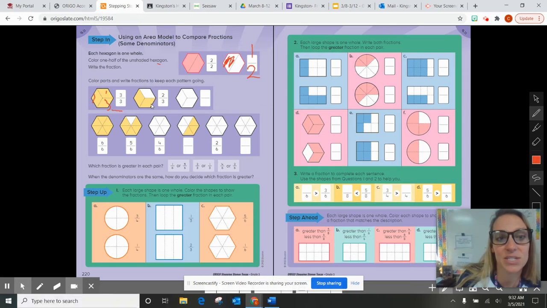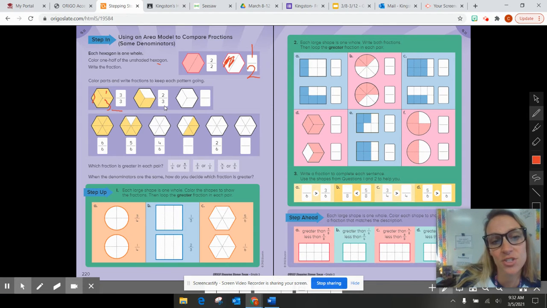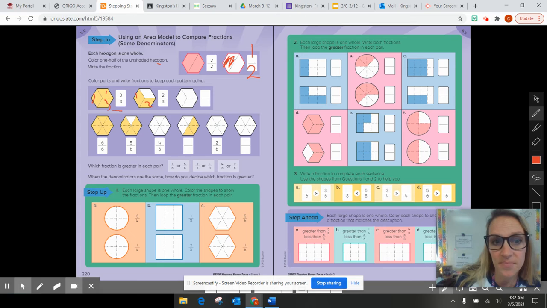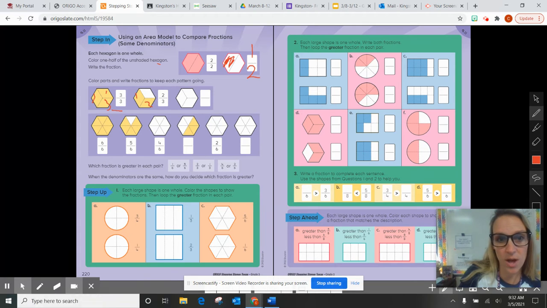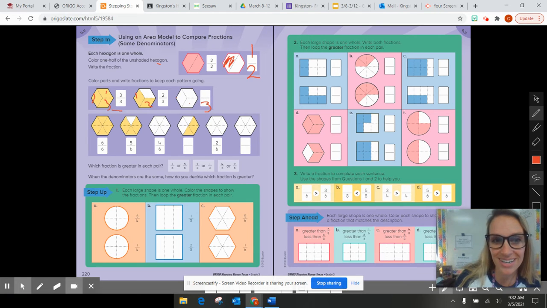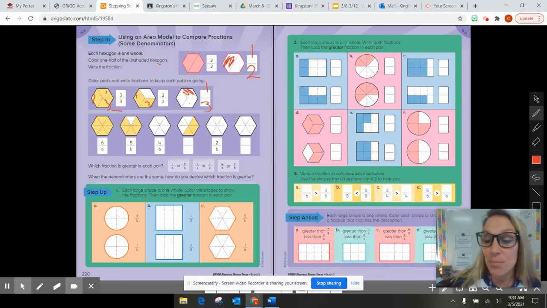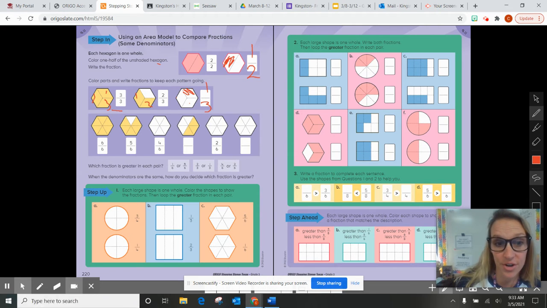So now I look at my next one. I still have my denominator of 3, so I still have 3 total parts, but now I have 1, 2 shaded in. So I have 2/3. How do I keep the pattern going? Well, I know I have 1, 2, 3 parts, 3 total parts. And to keep the pattern going, I know now that I'm only going to shade in one of the parts, and now I have 1/3.